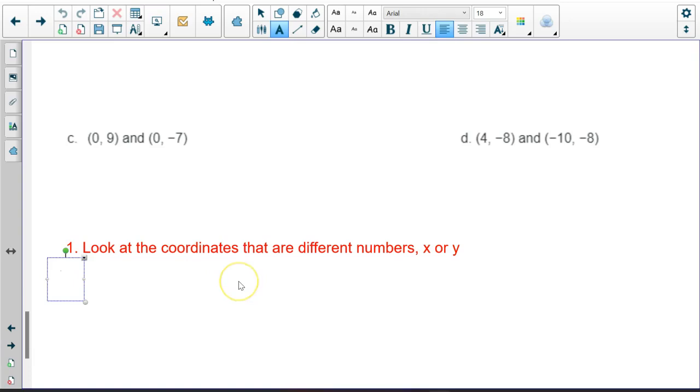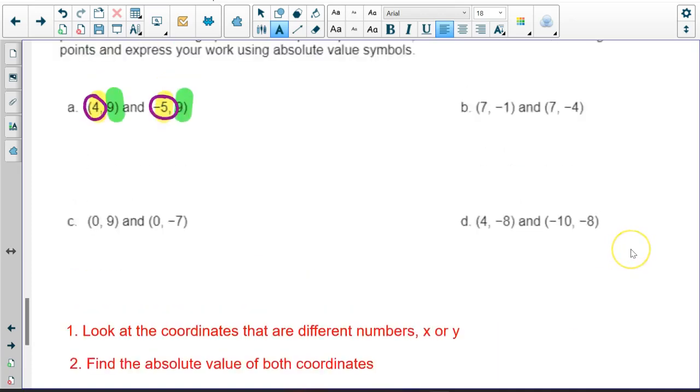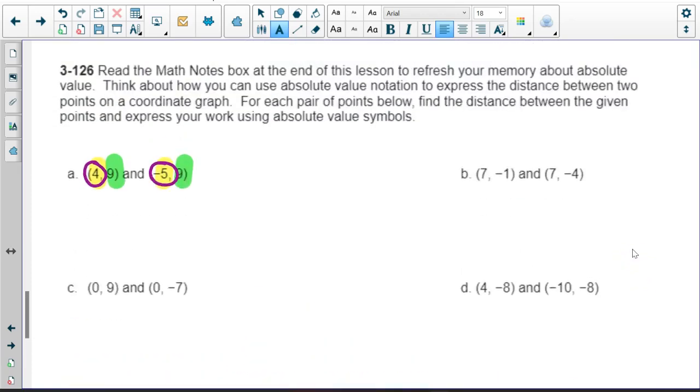All right, step 2 is going to find the absolute value of both coordinates. And feel free to pause if you need to take time to write. So I'm going to find the absolute value of 4, and I'm going to find the absolute value of -5. The absolute value of 4 is 4, because remember, anything that comes out of the absolute value bars is positive. And the absolute value of -5 is 5.